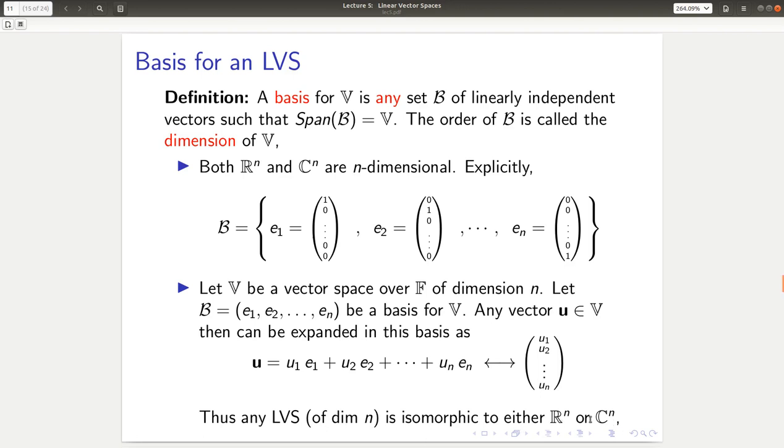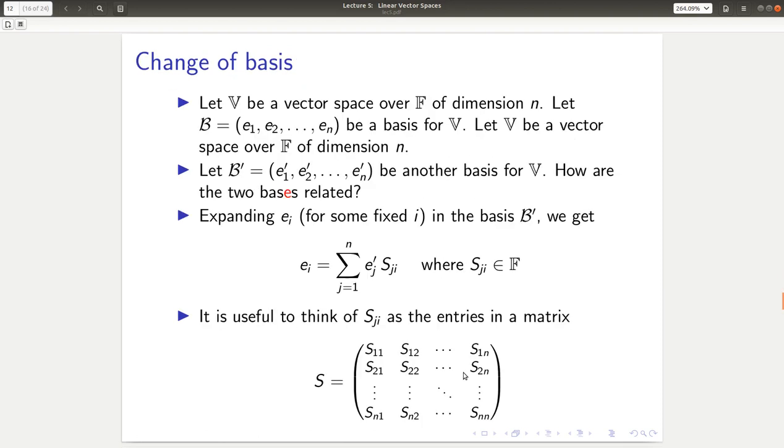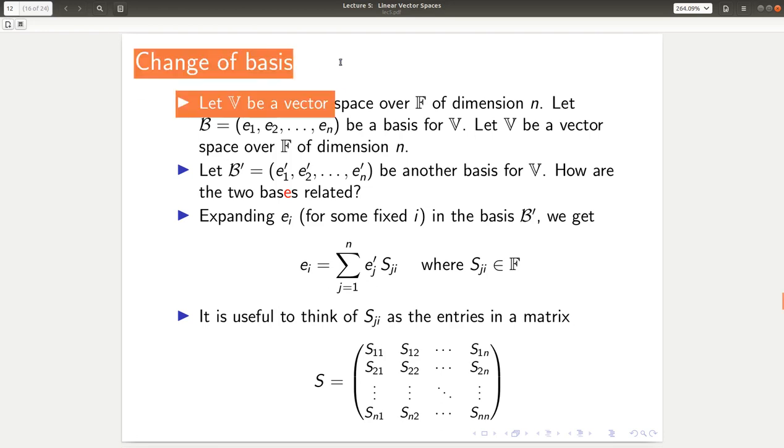But the catch is we need to pick a basis, and what comes out depends on the choice of basis. So we need to ask, and we will answer this question: what will happen if someone else chooses a second basis? How will they be related? Okay, actually, not a little later, we're going to discuss it now. So the idea is, how does a change of basis work?